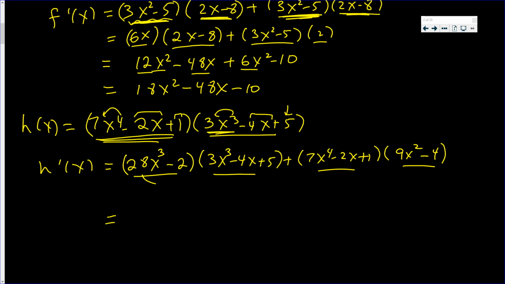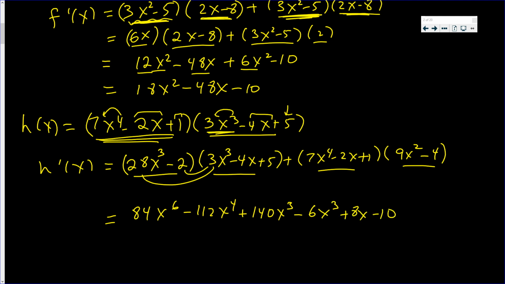Now algebra, FOIL it out. You get 84x to the 6 minus 112x to the 4th plus 140x cubed. Now distribute the 2. Negative 6x cubed, 6x cubed plus 8x minus 10. Due to lack of space, I'll put it on the second line, and I'll even line up stuff.